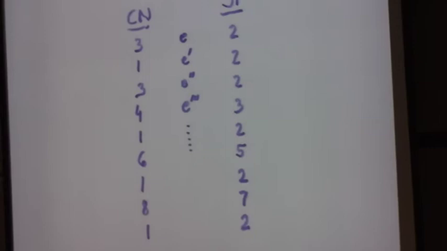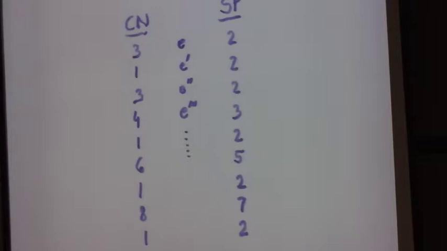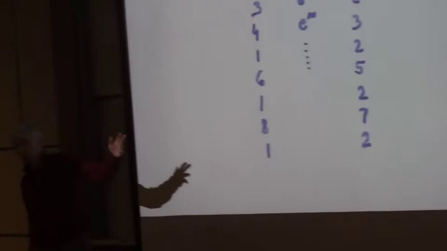Now, on the left, 3, 1, 3, 4, 1, 6, 1, 8. On the right, something came out that looked very interesting. 2, 2, 2, 3, 2, 5, 2, 7, 2. And being a naive 16 or 17-year-old at this point, I said, oh my god, the primes. In other words, it was twos alternating with primes. 2, 2, 2, 3, 2, 5.